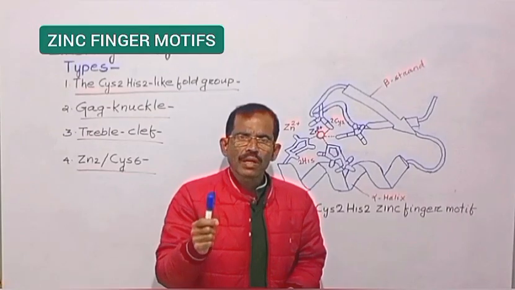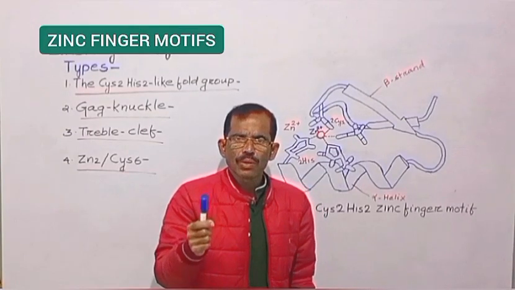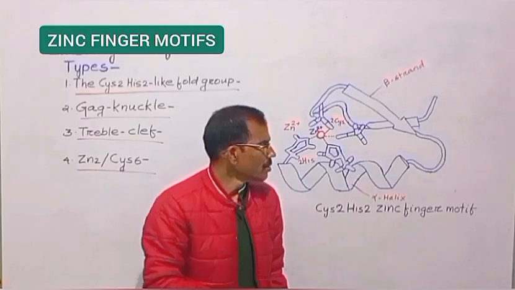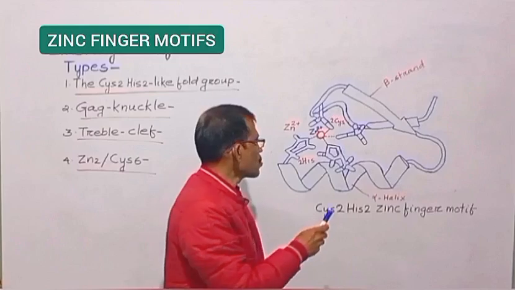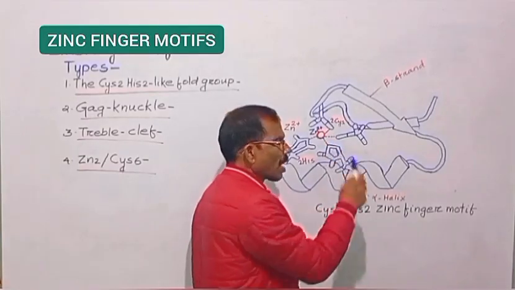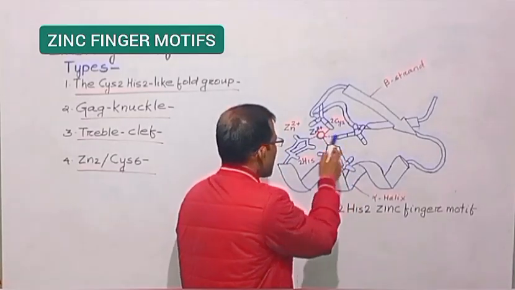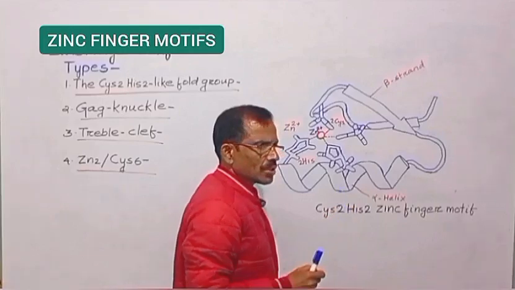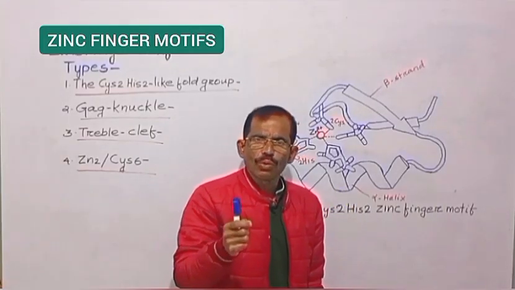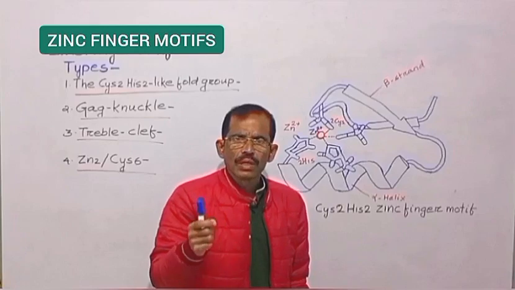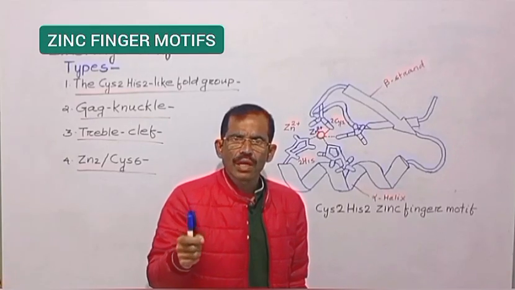A zinc finger is about 30 amino acid residues long. This finger-shaped structure is stabilized due to the coordination of zinc ion by cysteine and histidine amino acids. These structural motifs play a crucial role in gene regulation, DNA repair and cell signaling.